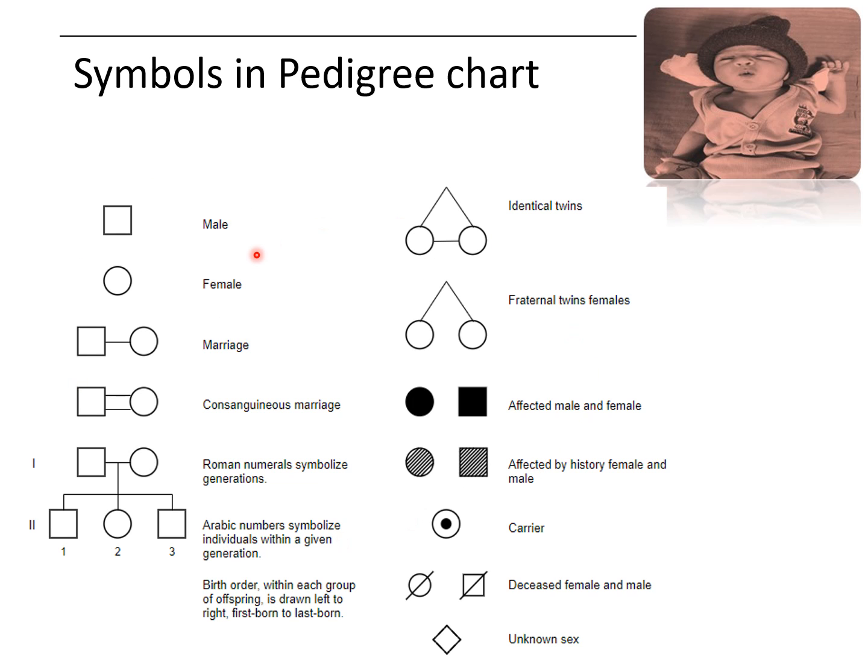These are the symbols in pedigree chart. Example for male, this is square, female, circle, and this is for marriage. If carrier for any inherited disorder, then we have to draw like this. For unknown sex, this is the symbol. So these are the various symbols for various different family conditions.